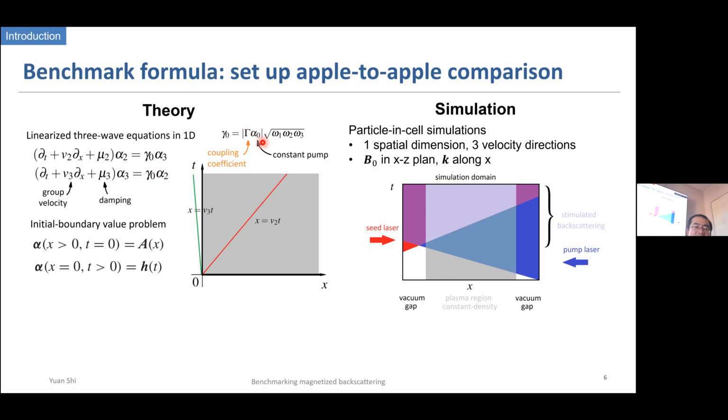Now, if you multiply that by the pump amplitude and frequency and so on, you convert to a gamma naught. So gamma naught has the dimension of frequency, and physically that is the growth rate. If you have a constant amplitude pump, your C grows exponentially in that pump because of nonlinear coupling. So gamma naught is the growth rate.